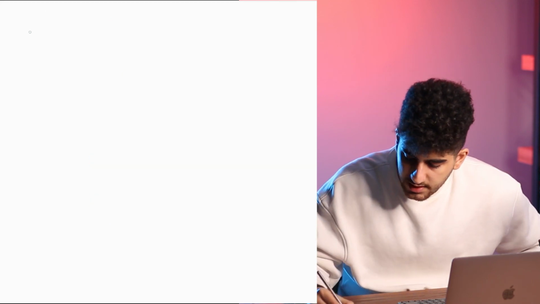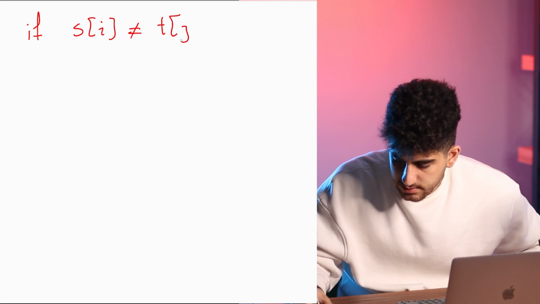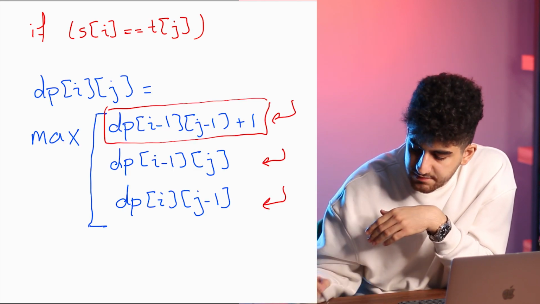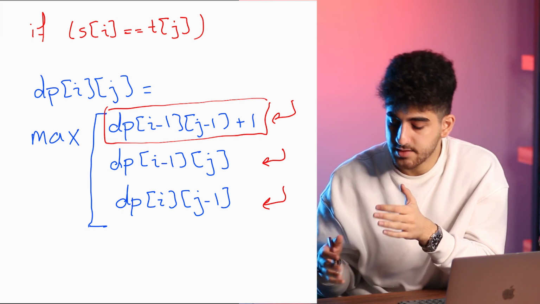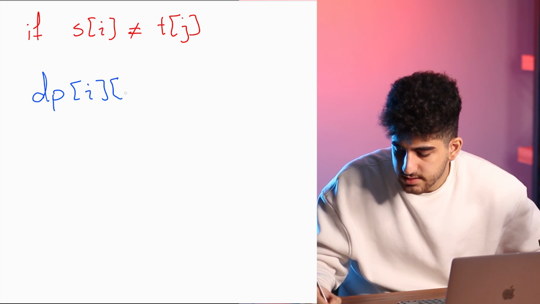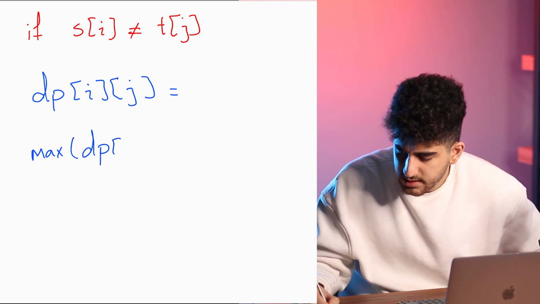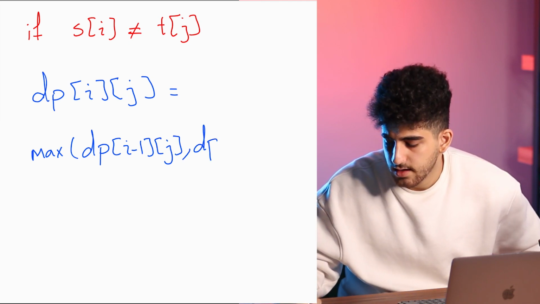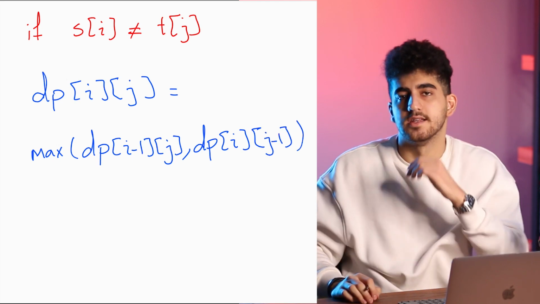But what if S of I is not equal to T of J? Well, if this happens, I know that I have the same situation as before, but the first case is not possible anymore. So when this happens, I can say that my answer is going to be equal to only these two cases that I remove one of these two characters. dp of I and j is equal to maximum of dp of I minus 1 and j and dp of I and j minus 1. So this is going to be equal to the maximum of these two values.